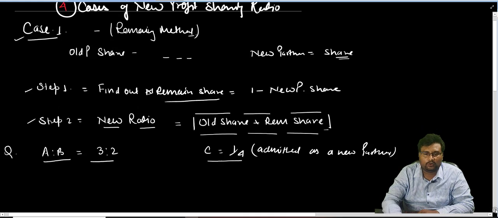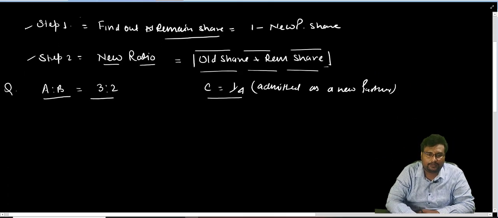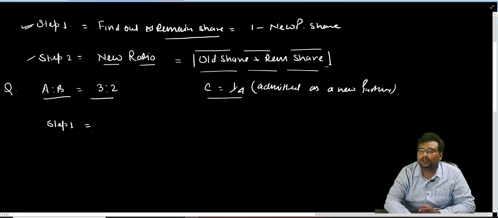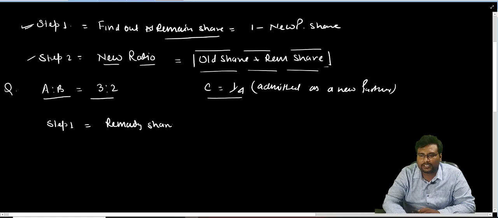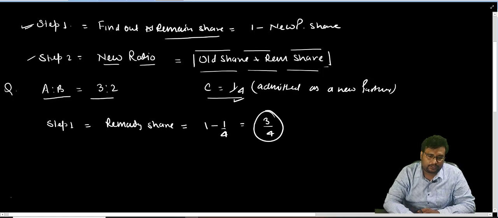Okay, so proceed for the same. We will simply follow step number 1, and step number 1 is what beta? Step number 1 is simple, find out remaining share. So remaining share is equal to 1 minus new partner share. New partner share is 1/4. So 1 minus 1/4 is equal to 3/4.